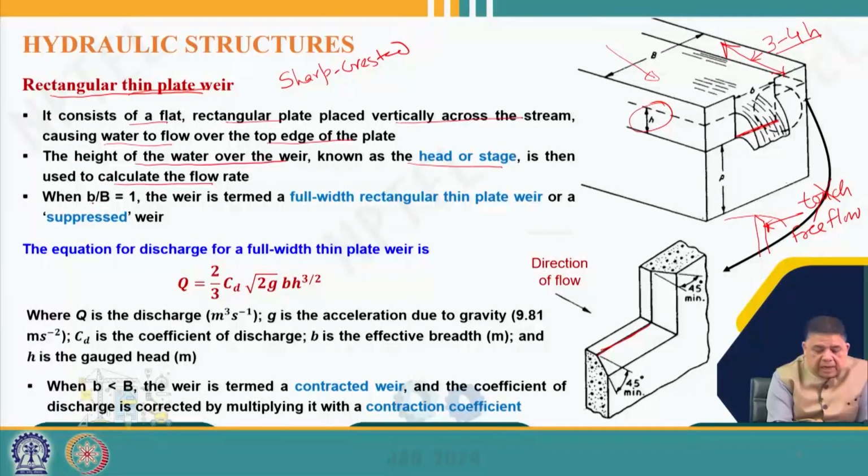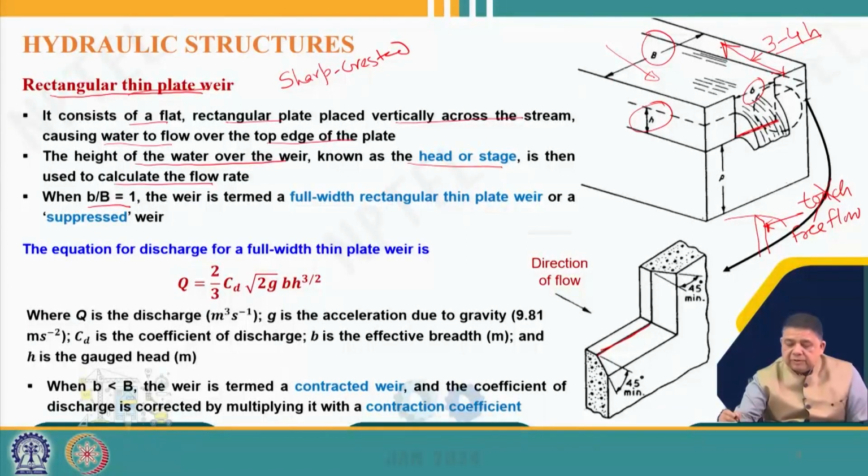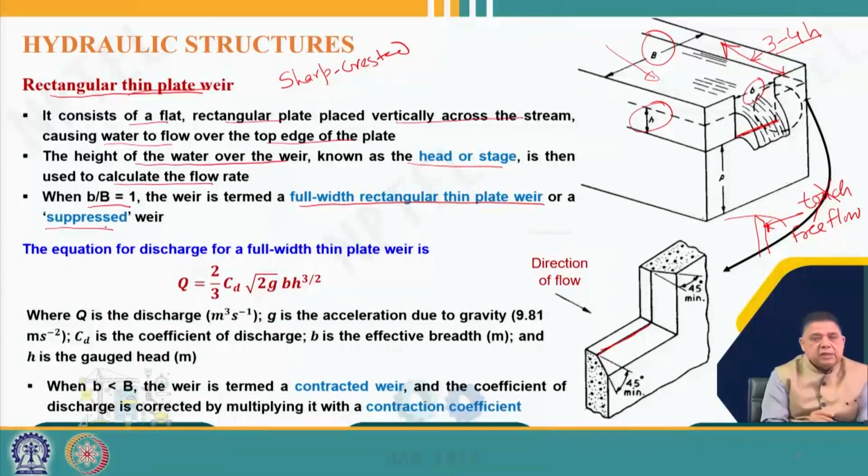Now, when b by B is 1, where b is the width of the rectangular weir and capital B is the width of the channel, the weir is termed a full width rectangular thin plate weir. That means these edges extend up to this point. So, the width of the rectangular channel and the width of the rectangular thin plate weir are the same, and it is then referred to as a full width rectangular thin plate weir, or also as a suppressed weir.